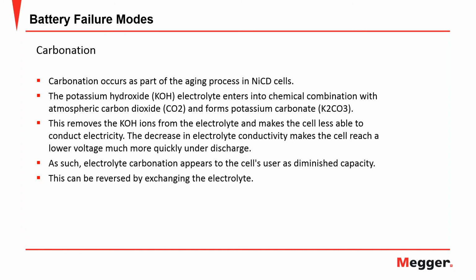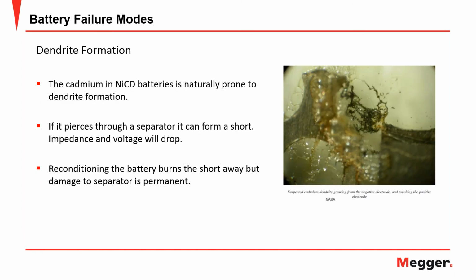However, NiCad batteries use cadmium, and cadmium is naturally prone to dendrite formation. This is a picture from NASA showing the dendrite formation on a piece of cadmium. Now, if that dendrite pierces the separator, it'll form a short, and you'll see this because the impedance will drop and the voltage will drop. At times, it'll look like your battery has lost capacity and voltage.